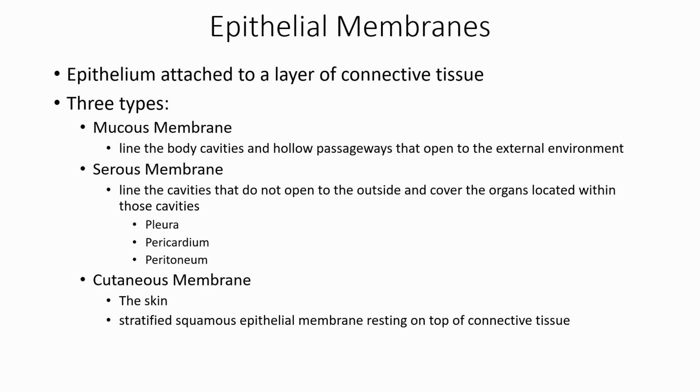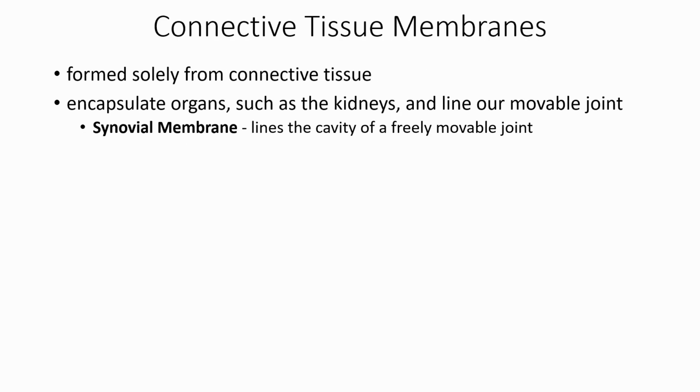We have the mucous membrane. This is going to line your body cavities that go to the outside environment. So you think about your nose, your mouth, right? Things like that, your mucous membranes. We then have the serous membranes. These are lining cavities that don't open to the outside. So like the covering around your heart, the pericardium, the membrane around your lungs, the pleura, right? And then the cutaneous membrane, this is going to be your skin.